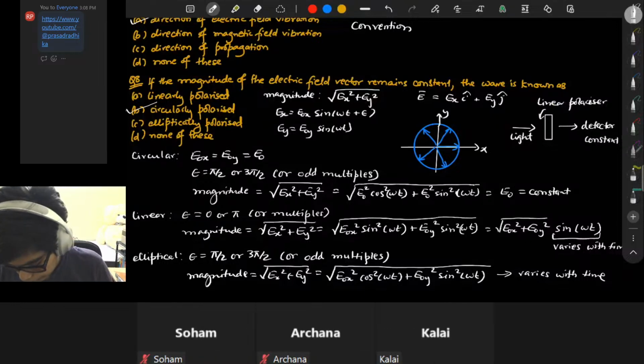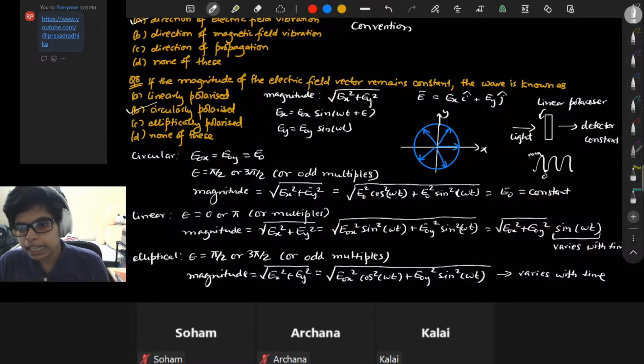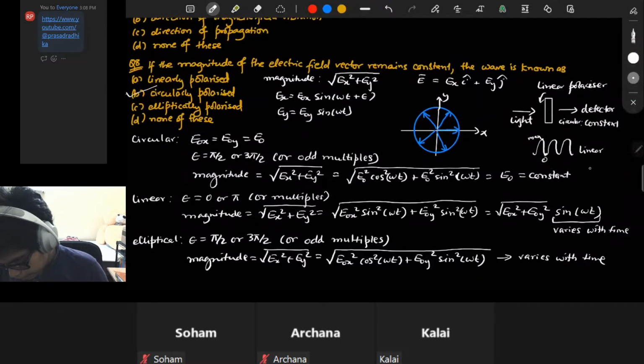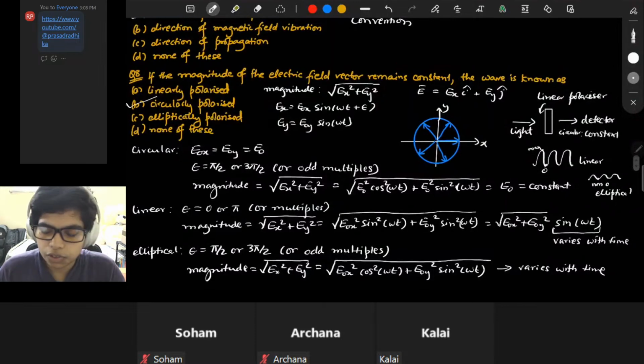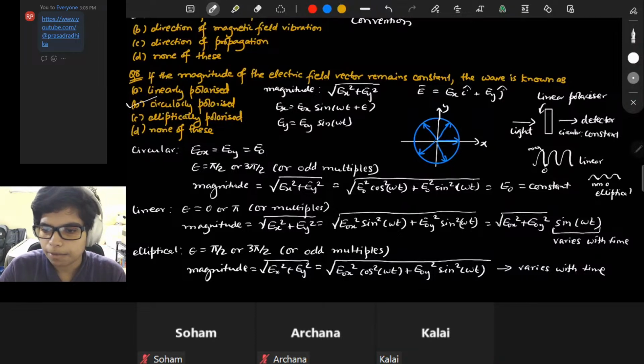On the other hand, if your intensity goes like a sinusoid, going to zero and then going to maximum, then in this case you have linear polarization. So constant is for circular. If the intensity varies like this, then it is linear. And if the intensity varies sinusoidally, but does not go down to zero, so this is non-zero, then you have elliptically polarized light. So this is how, using a linear polarizer, you can check whether you have linearly polarized, circularly polarized, or elliptically polarized light. So I hope that is clear and we can move ahead.